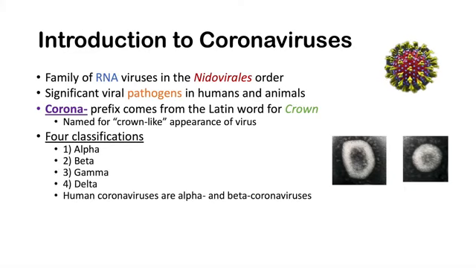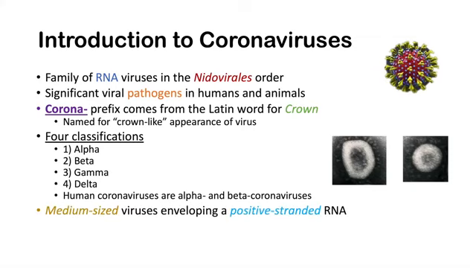And human coronaviruses are alpha and beta coronaviruses. So the coronaviruses we talk about and we hear about are in the first 2 classifications, alpha and beta. Coronaviruses are medium-sized viruses that envelope a positive stranded RNA. And the coronaviruses themselves have a very large viral RNA genome. They have the largest viral RNA genome known.